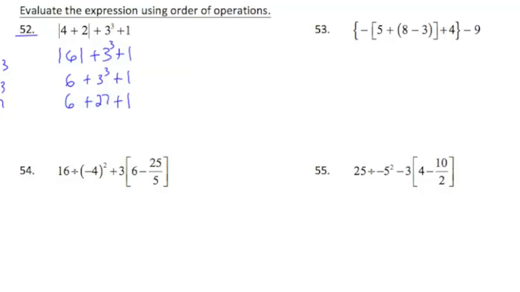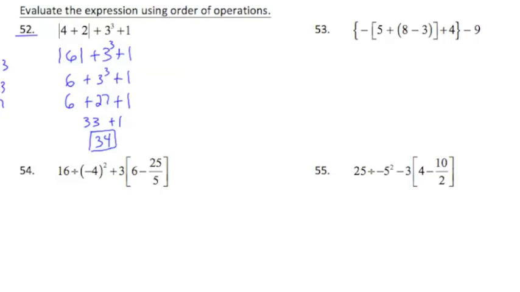And now I just have 3 numbers to add, so I'd say first 6 plus 27, that's going to give me 33, plus 1 gives me my final answer of 34. Notice as I was working this problem, I did not include any equal signs, and I kept doing one step at a time until I got down to the bottom to my final answer.